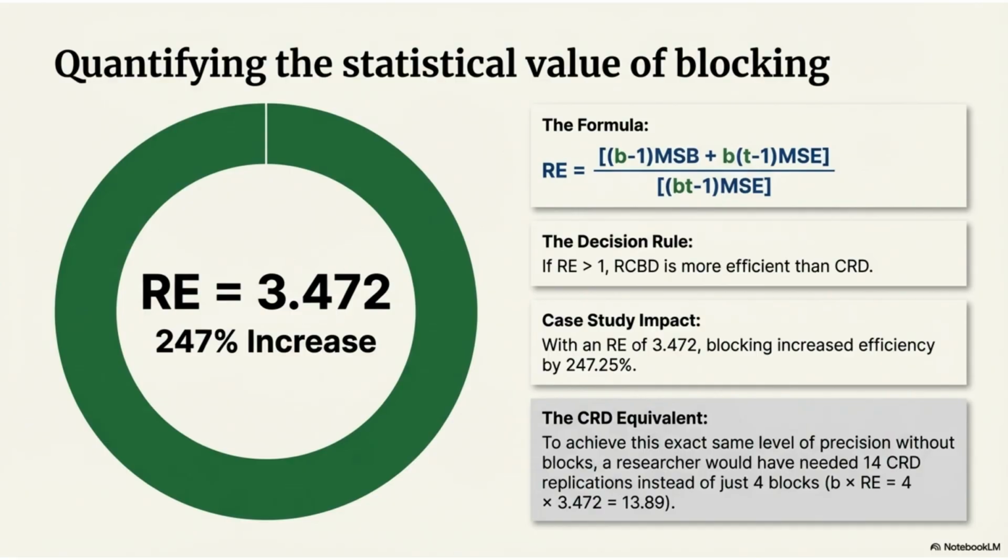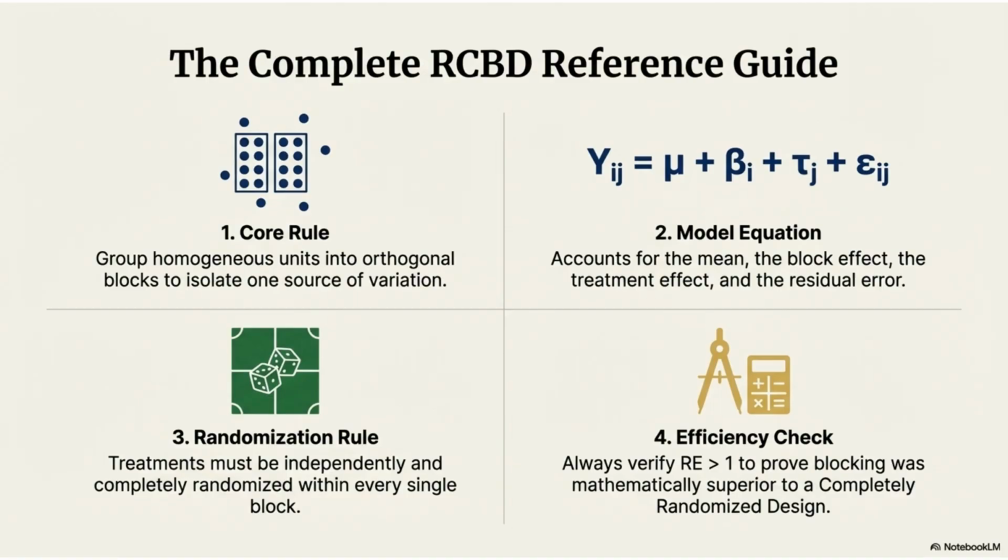The statistical value of blocking is quantified by relative efficiency, RE. Our case study showed an RE of 3.472, indicating a 247% increase in efficiency over a completely randomized design. In summary, the RCBD is based on 4 rules: grouping homogeneous units into orthogonal blocks, the linear model equation, independent randomization of treatments, and always checking for a relative efficiency greater than 1.